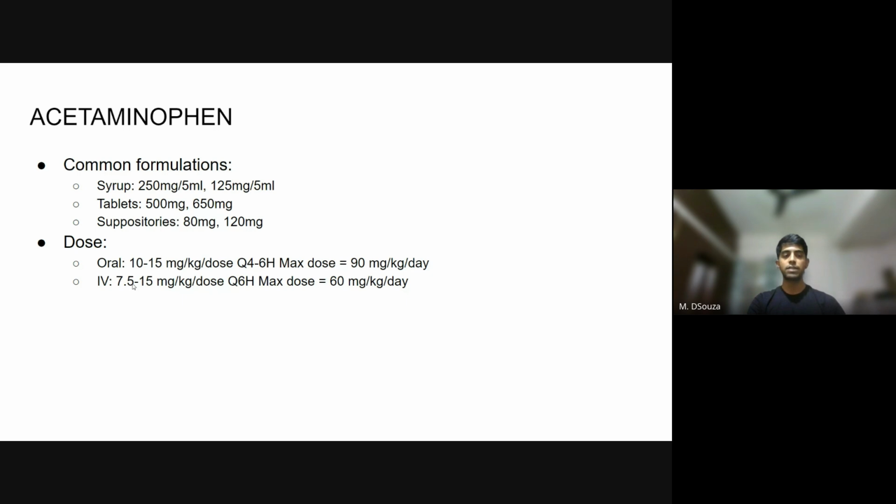IV is where you have a range of 7.5 to 15 mg, but we would usually advise you to proceed with caution and try to just give 10 mg per kg per dose. This could be given maximum 6 hourly, with 60 mg per kg per day being the maximum dose we would give.